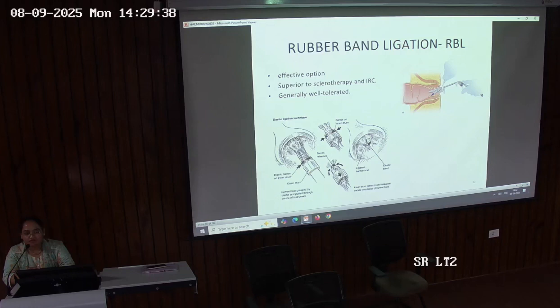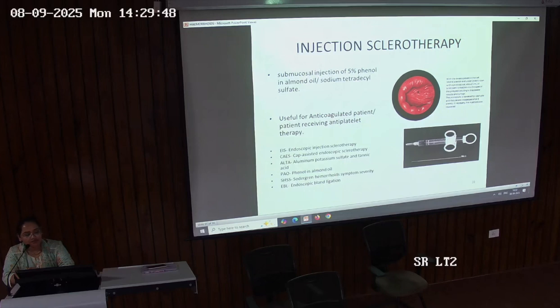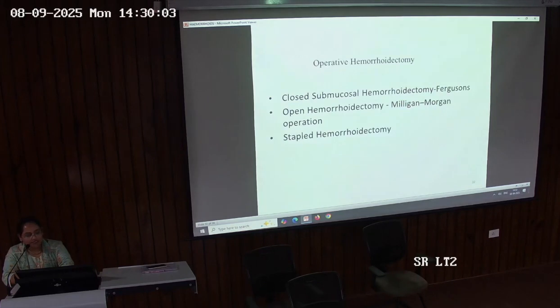But the recurrence chances of hemorrhoids in rubber band ligation are very high. Patient came in OPD with recurrent complaints of hemorrhoids. Injection sclerotherapy. There is submucosal injection of 5% phenol in almond oil or sodium tetradecyl sulfate, used for anticoagulated patients or patients receiving antiplatelet therapy, such as heart patients. Operative hemorrhoidectomy. Closed submucosal hemorrhoidectomy is Ferguson and open is Milligan-Morgan. Nowadays, stapled hemorrhoidectomy is the best option for patients who can afford staplers.